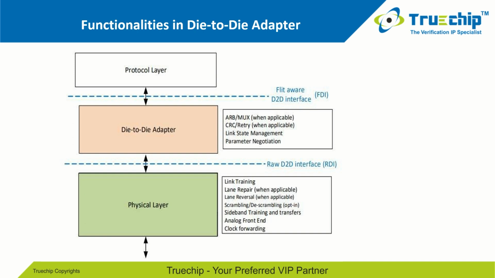So let's have a look at the functionalities that are performed in the die-to-die adapter. As we can see, these two interfaces, FDI and RDI, are used by the adapter layer to communicate with the other layers. The adapter layer uses the FDI interface to connect with the protocol layer, and it uses the RDI interface to communicate with the physical layer. And the adapter layer supports these features.